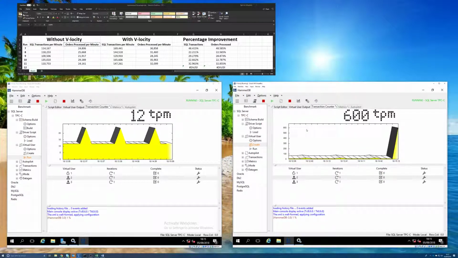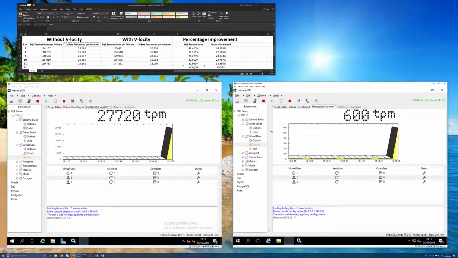Let's have a look at those transaction counters, make sure that starts running on both. I'm sure it will. Let that ramp up.